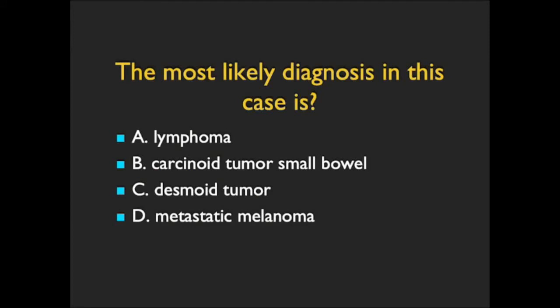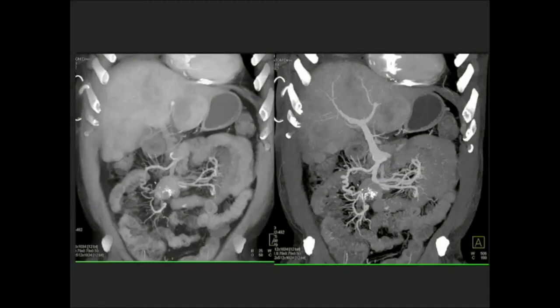The most likely diagnosis in this case, this is kind of easy in a classic case. There's a mass in the root of the mesentery which has calcification. There's desmoplastic reaction. You can see involvement of the SMV with multiple collaterals present, also involvement of the SMA. There's the desmoplastic reaction.